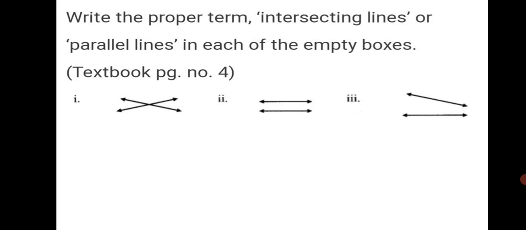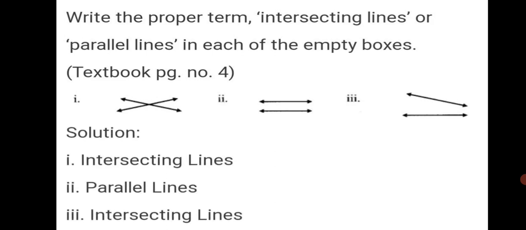Write the proper term, intersecting lines or parallel lines, in each of the empty boxes. This activity is given for you in your textbook on page number 4. In the empty box there you can write the answer. So let's have a look at the first figure. What do you see here? Parallel or intersecting lines? Yes, you're right, you can see intersecting lines. The second figure shows parallel lines.